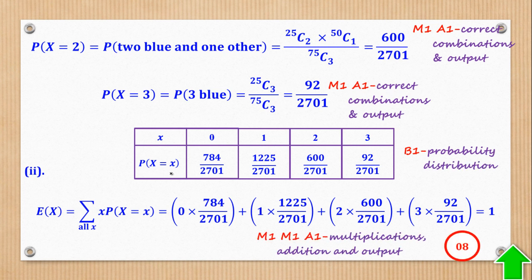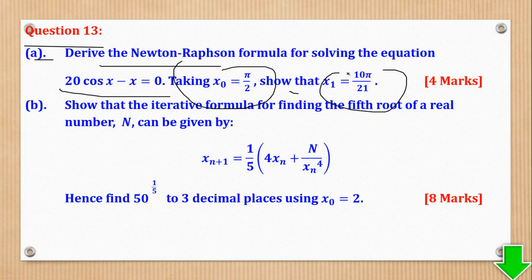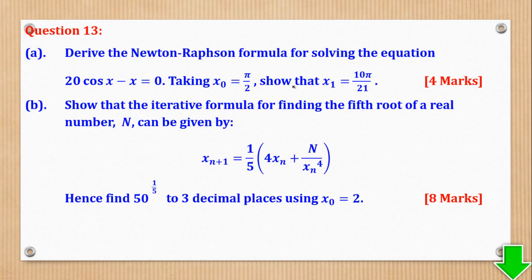And that's what they wanted. Then question 13 says, derive the Newton-Raphson formula for solving the equation. Taking x naught equal to pi over 2, show that x1 is 10 pi over 21. I think let's begin with that.